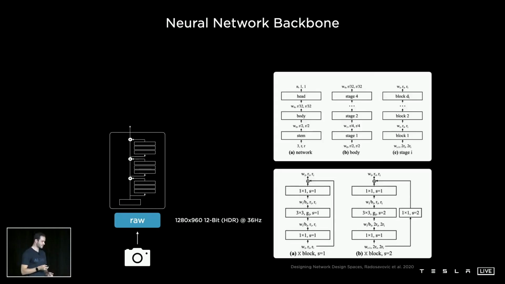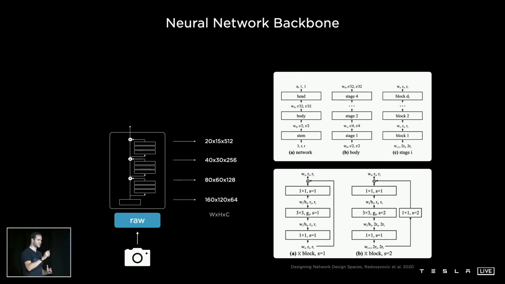Now, the specific class of ResNets that we use are RegNets, because RegNets offer a very nice design space for neural networks because they allow you to very nicely trade off latency and accuracy. Now, these RegNets give us, as an output, a number of features at different resolutions and different scales.